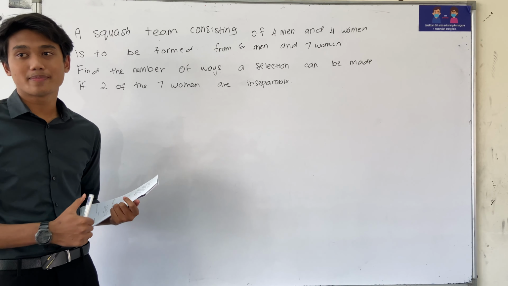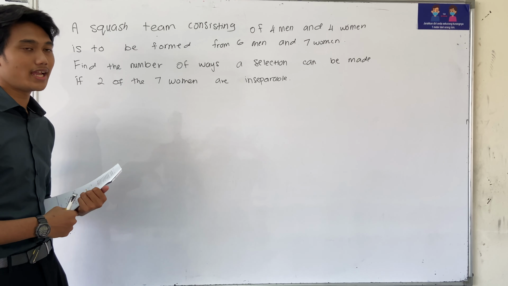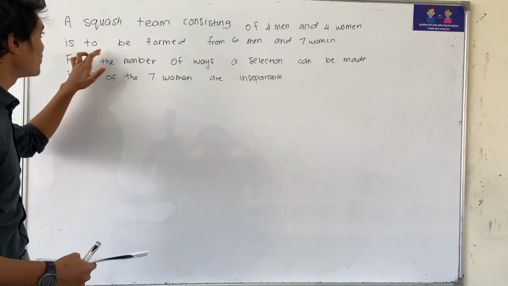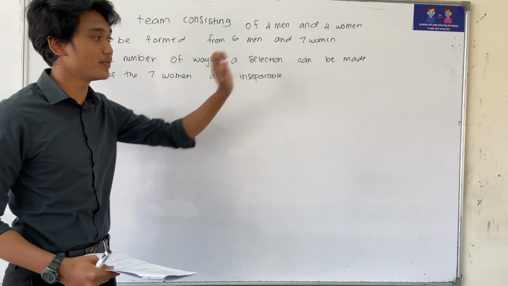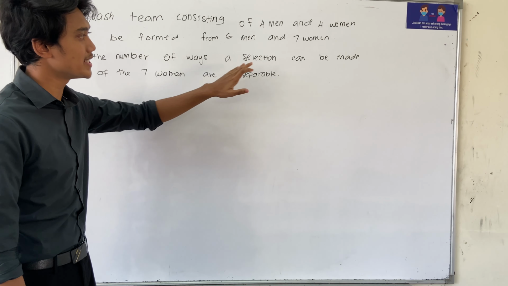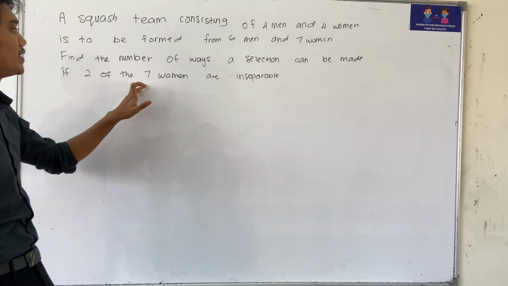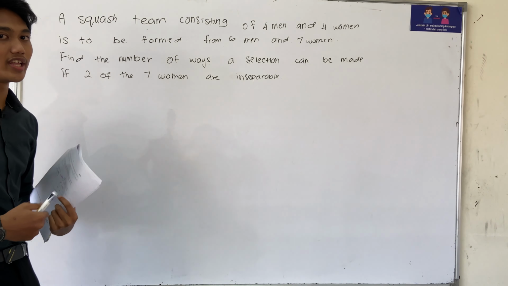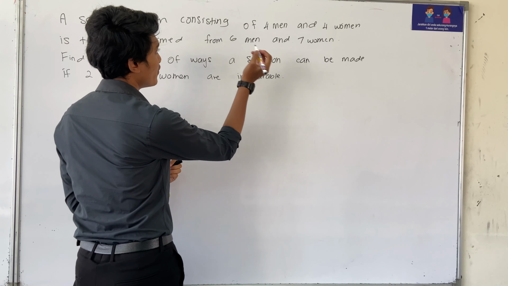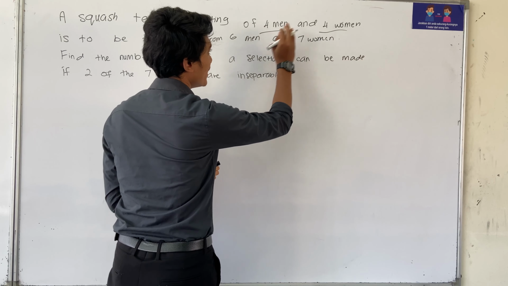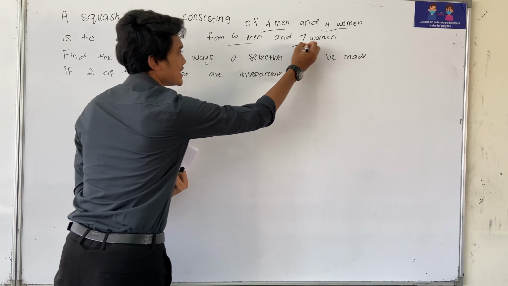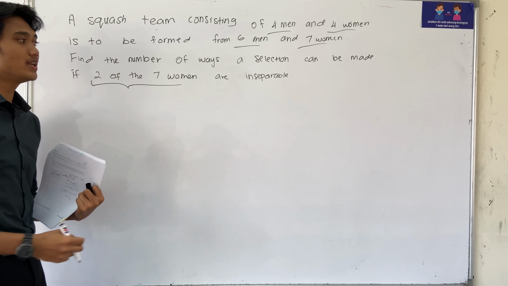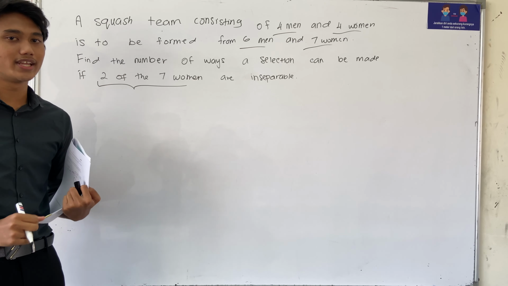Let's see. This question was shared by one of our classmates, Nabil. The question is, a squash team consisting of 4 men and 4 women is to be formed from 6 men and 7 women. Find the number of ways a selection can be made if 2 of the 7 women are inseparable. If we notice in this question, the first sentence gives the information, which is they want 4 men and 4 women from 6 men and 7 women. But we have the condition here, and the condition is 2 of the women are inseparable, which means they must be together.